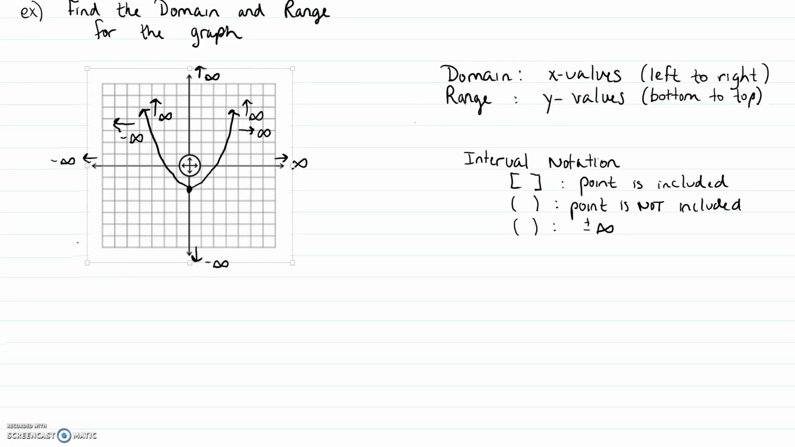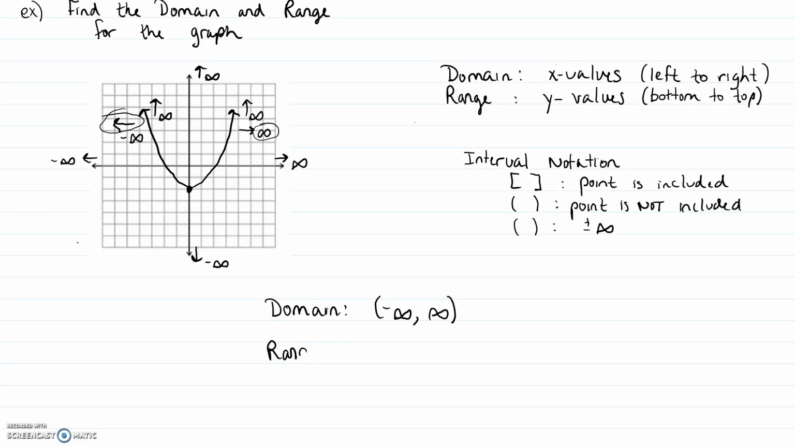Okay, domain, let's start there. We are looking for our most left-hand point. Since this graph continues toward the left, that's going toward negative infinity. That is our most left-hand point on the x-axis, comma. Then we need to find our most right-hand point. Okay, again, this graph is going toward the right, toward positive infinity on the x-axis. So our domain is negative infinity to positive infinity.